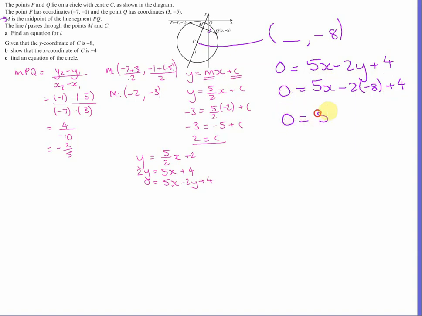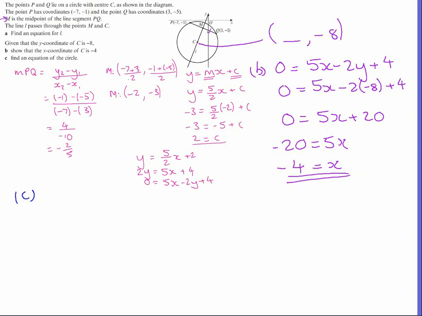So we've got 5x plus 16 plus 4 is 20. Here we go. So minus 20 is equal to 5x. x is equal to minus 4. So therefore it's shown. So this is part B.